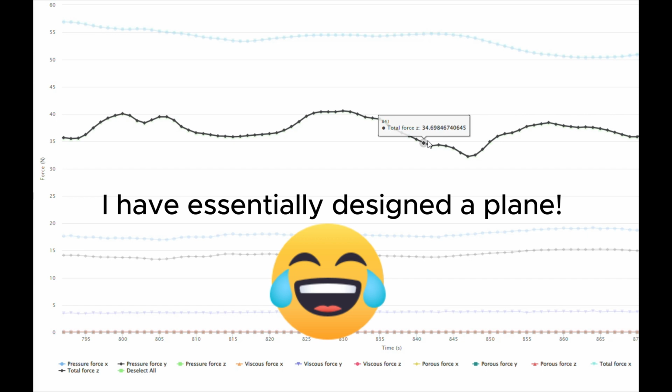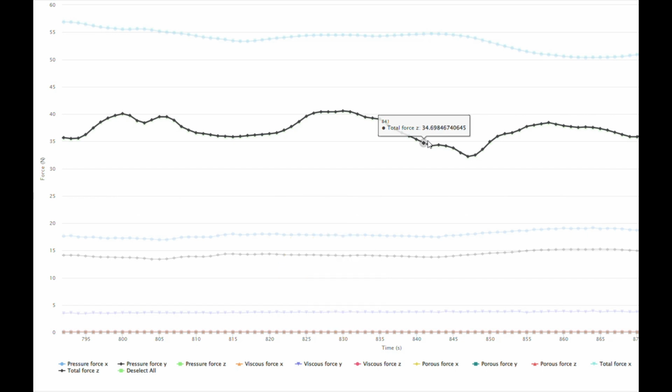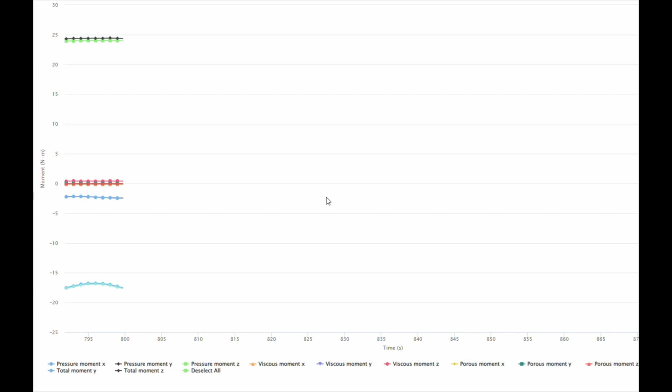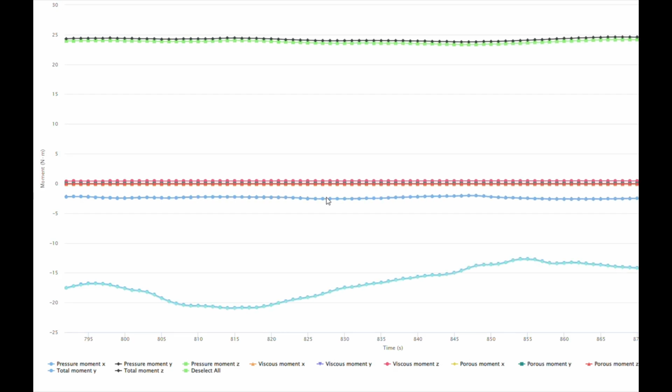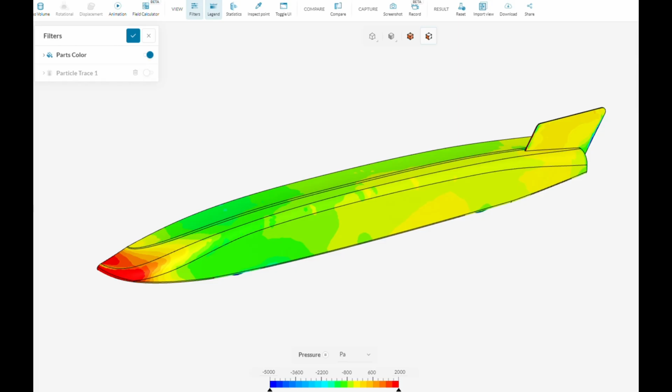I also look at the moments acting on the vehicle. It shows where the lift force is acting, so it allows me to work out whether the lift force is acting more at the front or at the rear, which has actually proved really useful. So now let's look at the more interesting looking results, which is the solution fields, it's called on this.